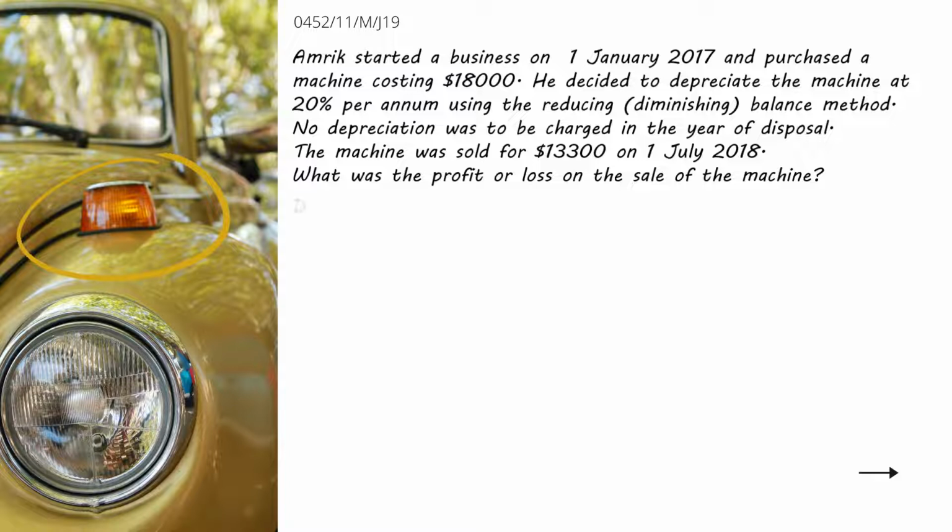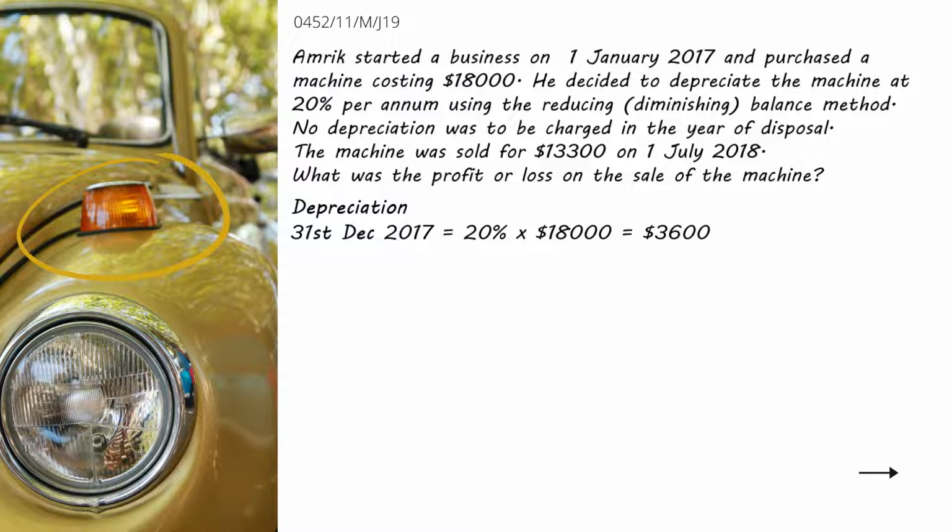So that's pretty easy. Let's just calculate the total depreciation for this particular machine. We bought it on 1st January, so December 31st 2017, it will have a year's depreciation, which will be 20% of 18,000, which is 3,600. Alright, and the machine is sold in 2018, so we would not do any depreciation for the year ending 2018. So we know that total depreciation for the year is 3,600.